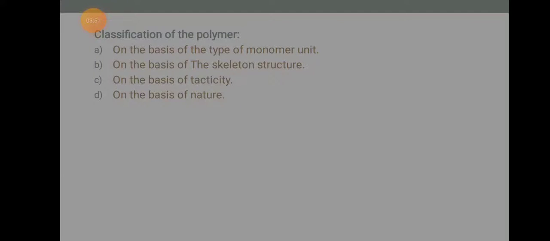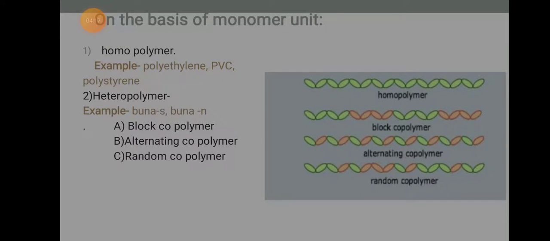Okay, now coming to the classification of polymers. There are four types. One is on the basis of the type of monomer unit, the second is on the basis of skeleton structure, the third is on the basis of tacticity, and the fourth is on the basis of nature. Now coming to the first point, on the basis of the monomer unit.